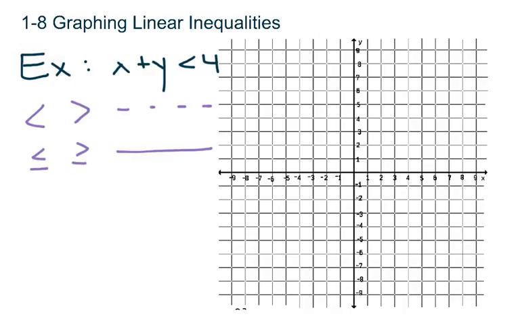So in this particular inequality, x plus y is less than 4, I'm going to put it in slope-intercept form by subtracting x from both sides. So I end up with y is less than negative x plus 4. The y-intercept is 4, and the slope is negative 1. So I go down one, to the right one, down one, to the right one, and that's how I'm going to plot my points. Because the inequality is less than, it's going to be a dashed line.